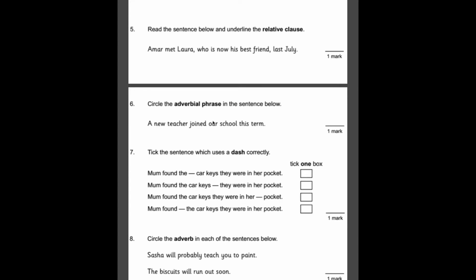Number 5, read the sentence below and underline the relative clause. The relative clause is also the same as an embedded clause in this case. An embedded clause is followed by a comma and also follows a comma. So in this respect, it's the bit in the middle. Amar met Laura, who is now his best friend, last July. So this bit here is the relative clause. Relative clauses always start with relative pronouns as well, so if you don't know what a relative pronoun is, go away and make sure you learn those because they're a big clue to getting these questions right.